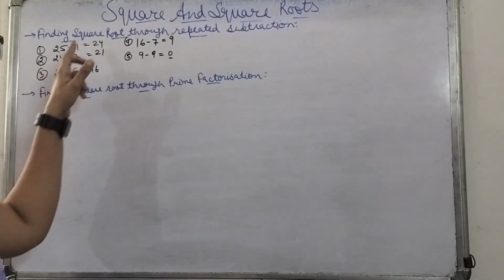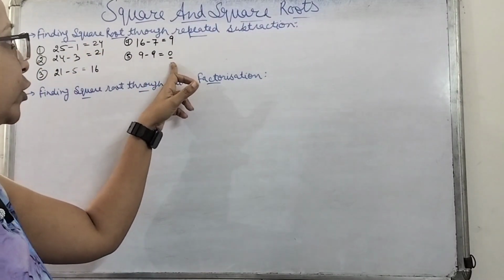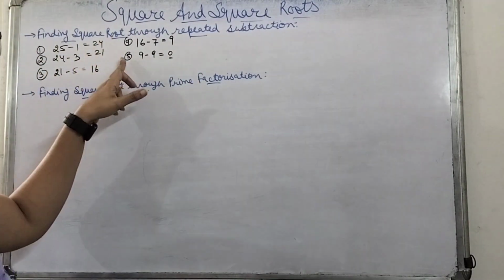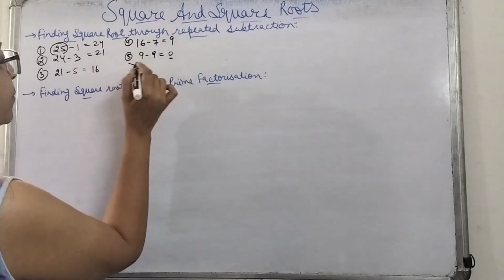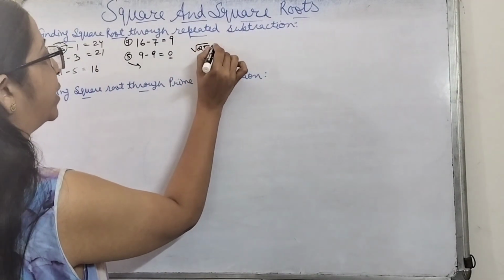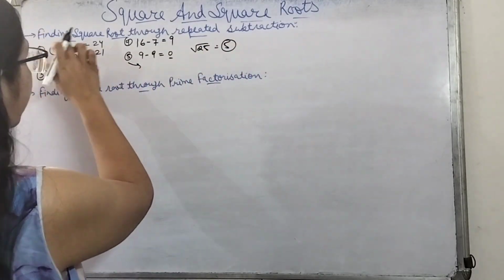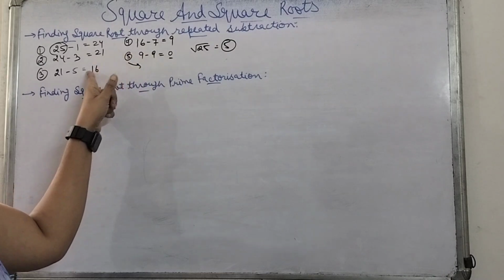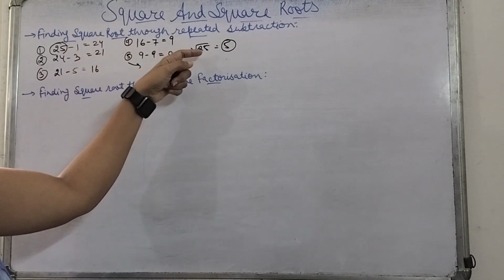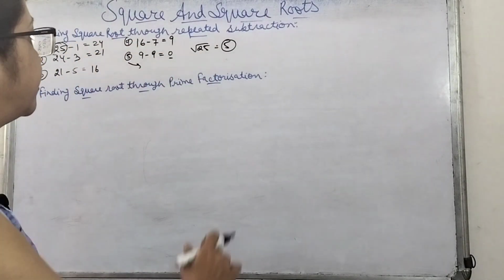So in how many steps are we getting the result, or the difference, as 0? In 5 steps. So the square root of 25 is 5, because in 5 steps the difference becomes 0. So we will say that the square root of 25 is 5.